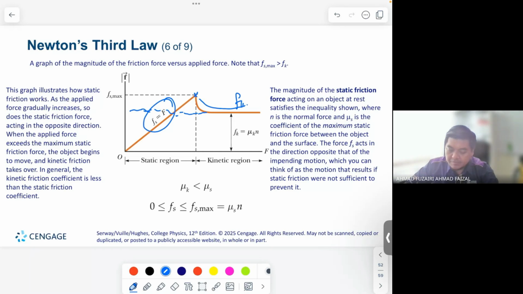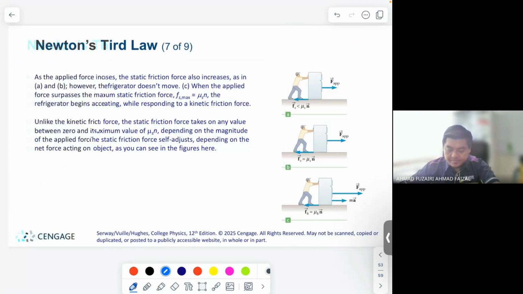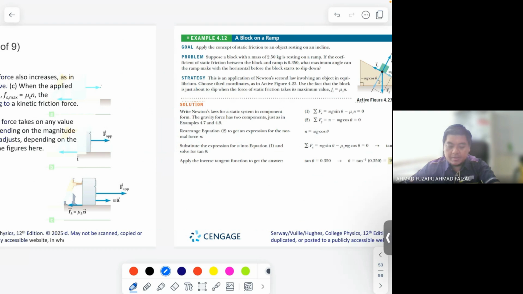So the magnitude of static friction acting on an object at rest satisfies the inequality shown, where N is the normal force and mu s is the coefficient of maximum static friction between the object and the surface. The force acts in the direction opposite that of the impending motion. So that is how you maintain the mu s. Let's look at the examples here.